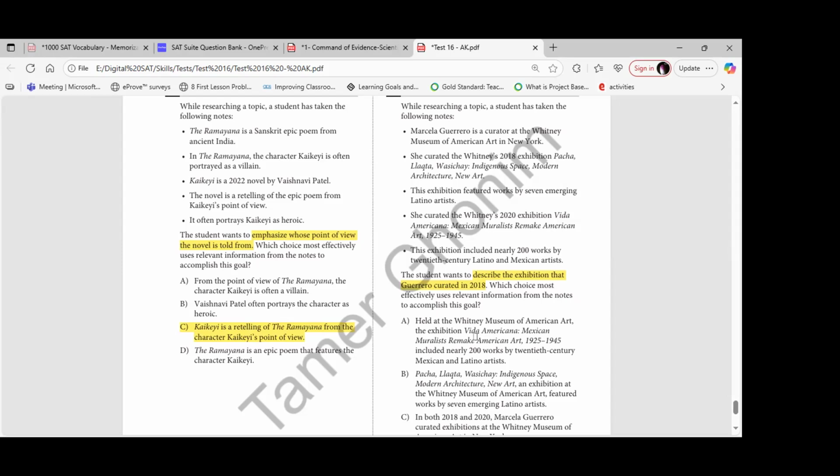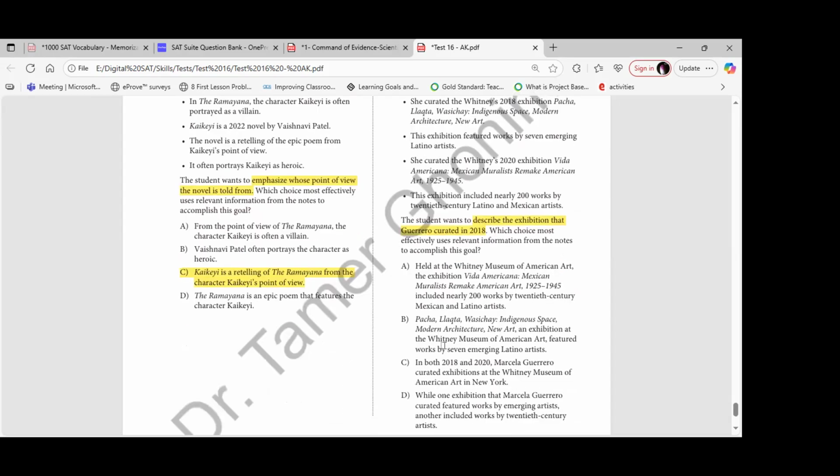Okay, do we have here a description of the exhibition dated in 2018? He mentioned the exhibition, but we don't know if it's the one that opened in 2018 by Groro or not. Let's look at B. Bacha, La Cara, Wishay, Indigenous Space, Modern Architecture, New Art, an exhibition at the Whitney Museum of American Art featuring works by 7 emerging Latino artists. So it can be A and B.